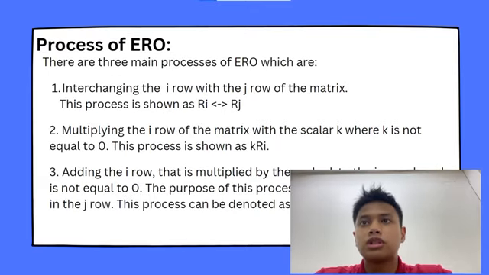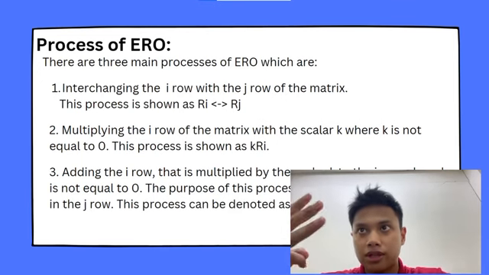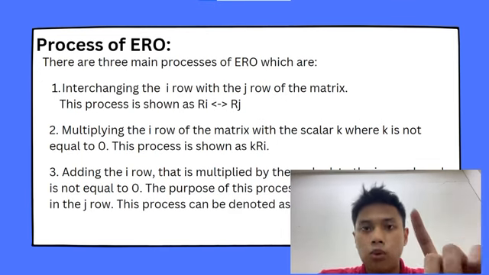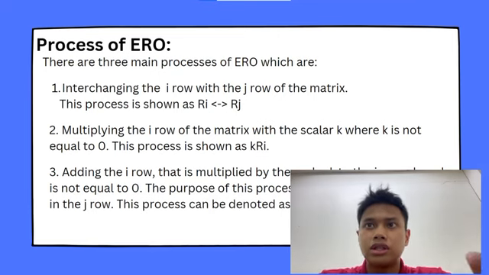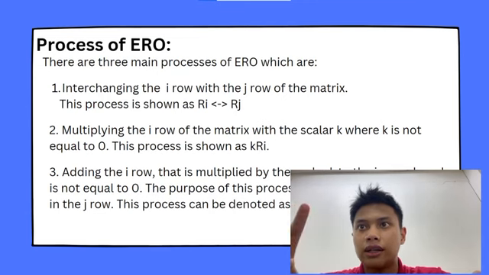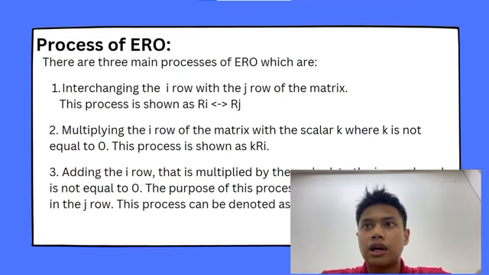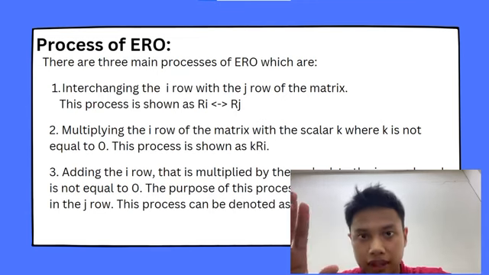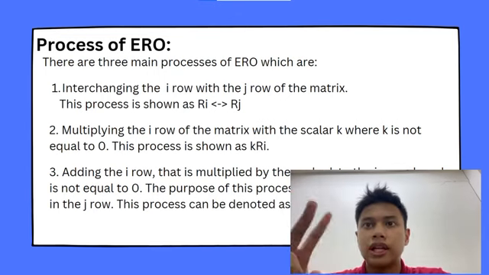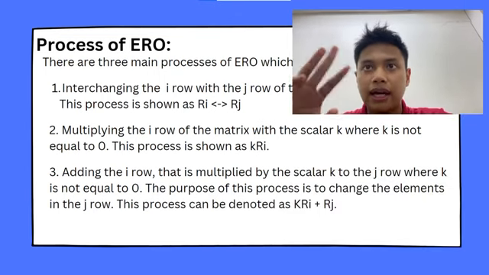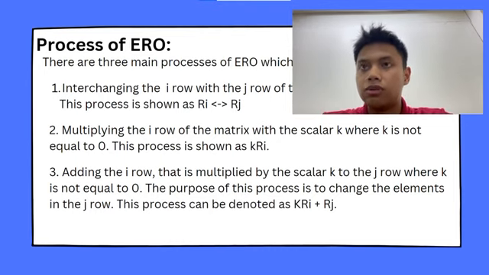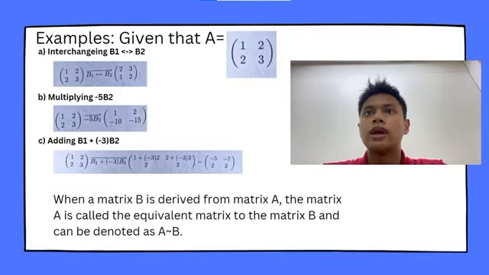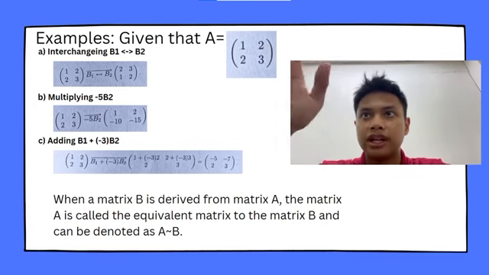There are three main processes in ERO. Number one is interchanging the i row with the j row of the matrix. This process is shown as Ri interchange Rj. Later I will give you an example. The second one is multiplying, and the third one is adding. I don't want to explain too much because it's easier to show an example. So this is the example.